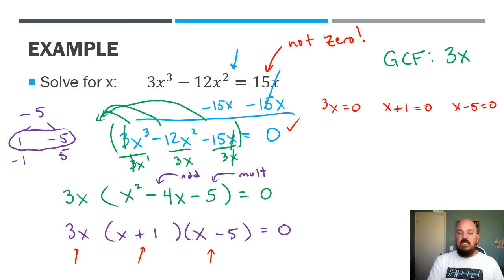In fact, if I have 3x equals 0, what I want to do is cancel the 3. So I divide both sides by 3. 0 divided by 3 is still 0. So my first answer, my first possible answer is x equals 0.